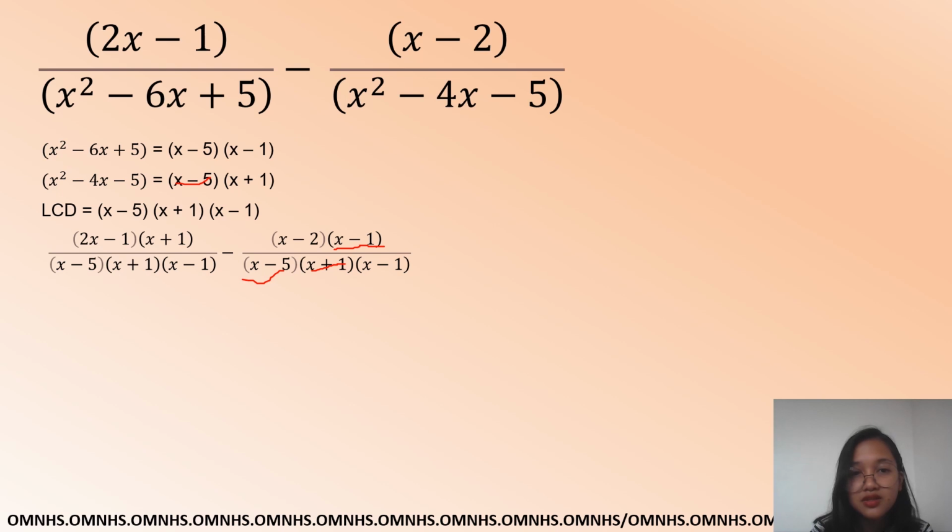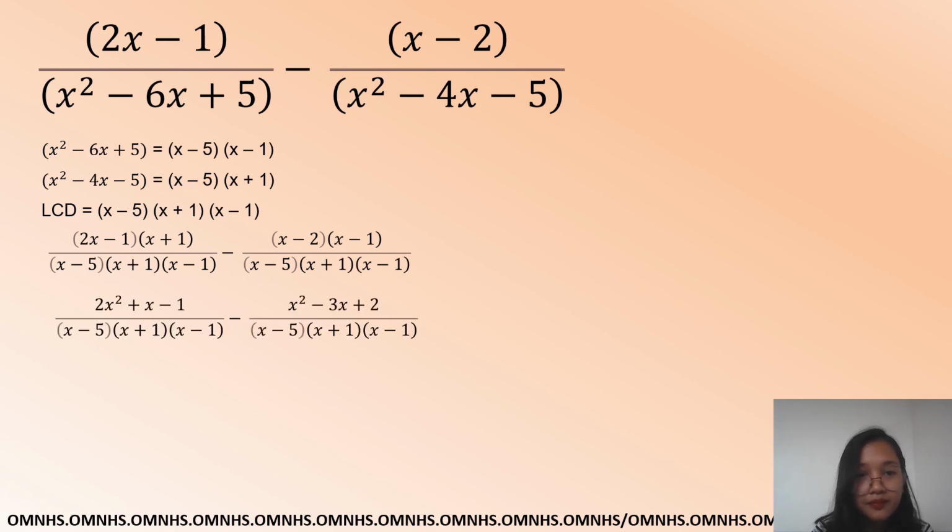Okay. So, after that, we can now subtract the numerators. But to make it easier, let's multiply our numerators first. The 2x minus 1 times x plus 1 is 2x squared plus x minus 1. And then x minus 2 times x minus 1 is this one, x squared minus 3x plus 2.